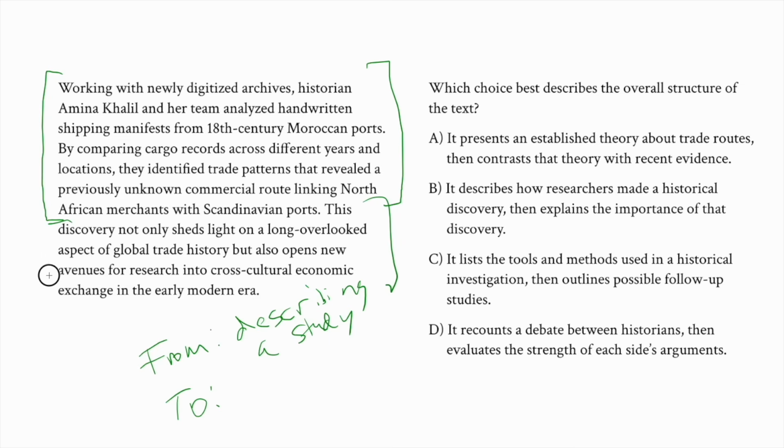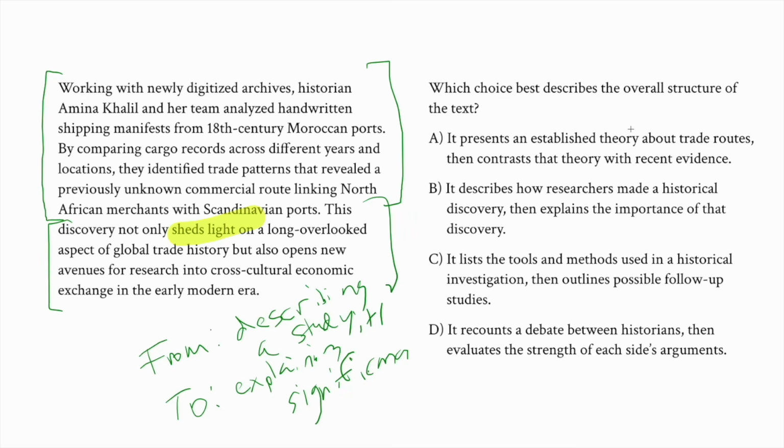So this discovery not only sheds light on, so that's kind of like highlights, sheds light on a long overlooked aspect of global trade history, but also opens new avenues for research into cross-cultural economic exchange in the early modern era. So it goes from describing a study to basically explaining its significance. And if we're talking about the structure of a passage, this sort of general characterization is what I would recommend, because we're really thinking about what it is doing more than what it's saying.